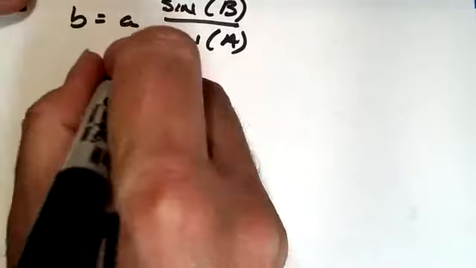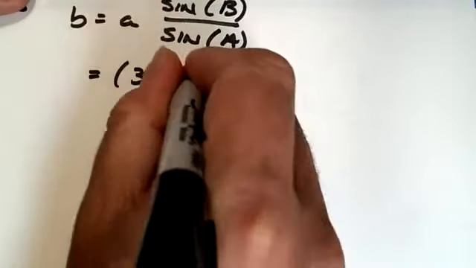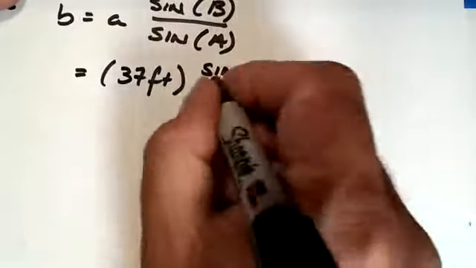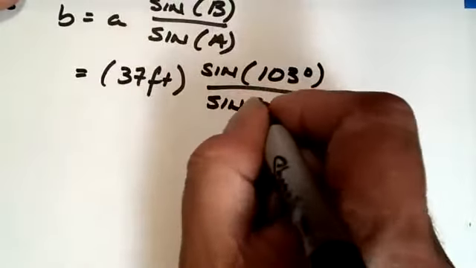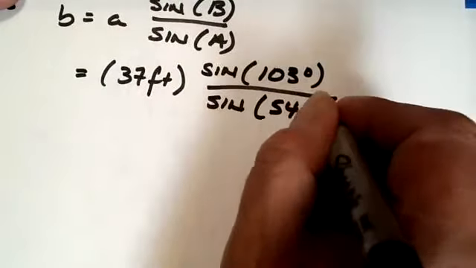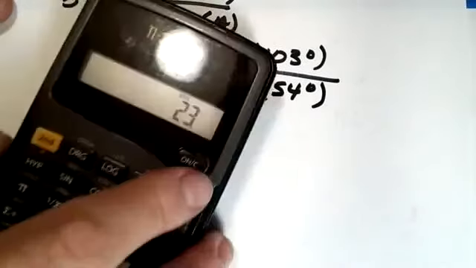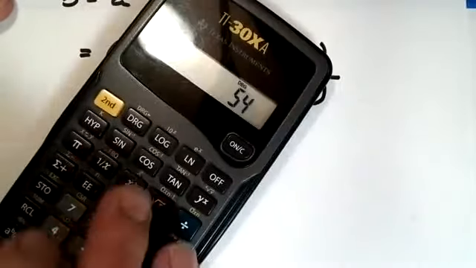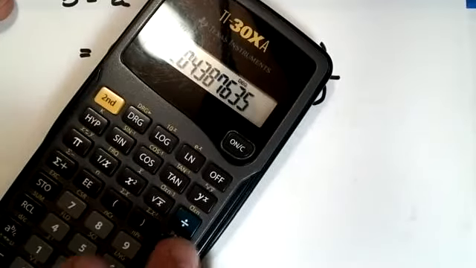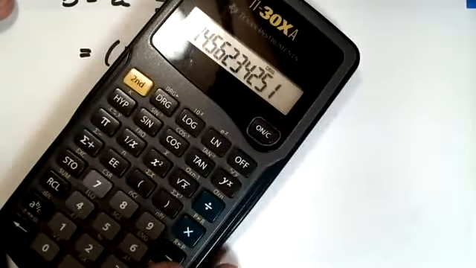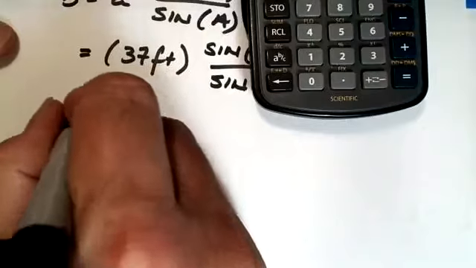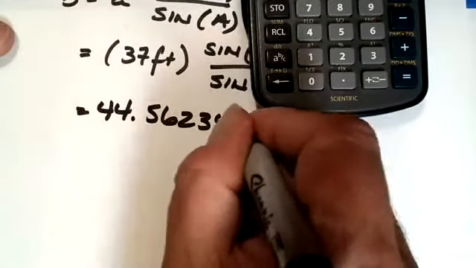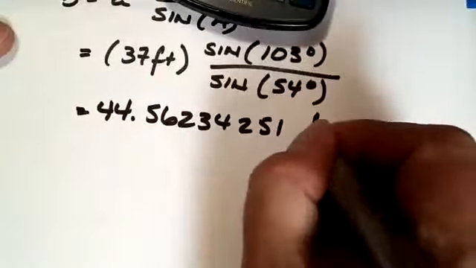So now we'll plug in the numbers. We've got 37 feet times the sine of 103 divided by the sine of 54. So we come up with 44.5623421, and that's feet.